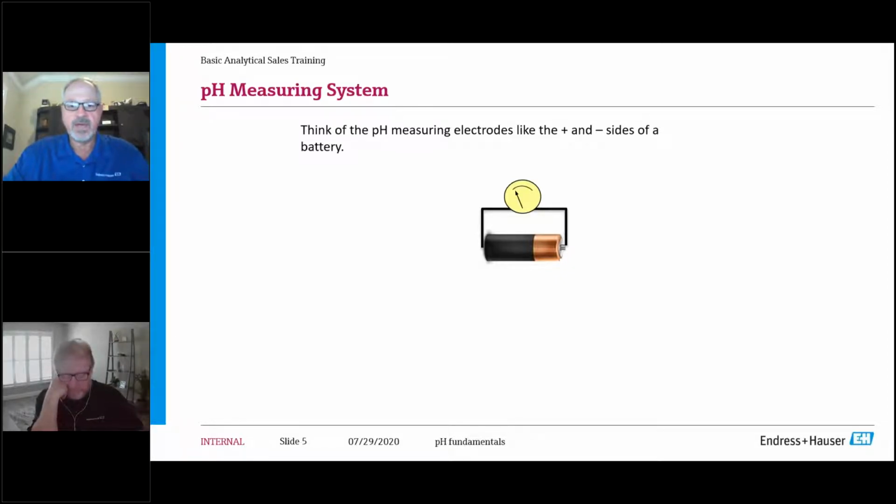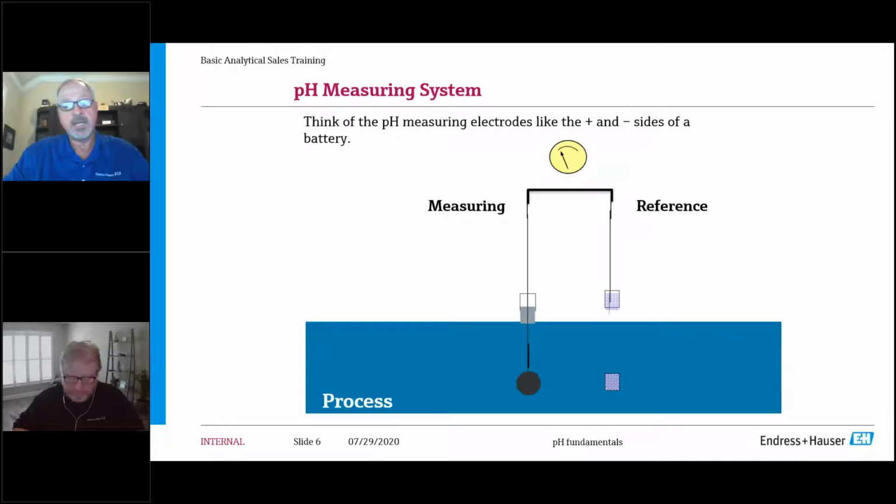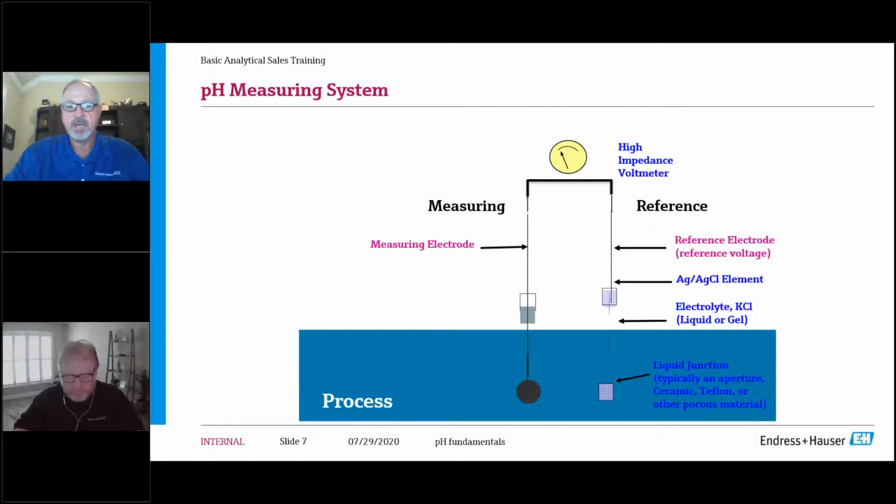So you see a picture of a battery here, then you take the battery out of the way and plug in a glass bulb electrode on one side and a reference lead on the other side, which could actually just be open to atmosphere. As long as it's conductive to the outside of the glass bulb, it will close the circuit.